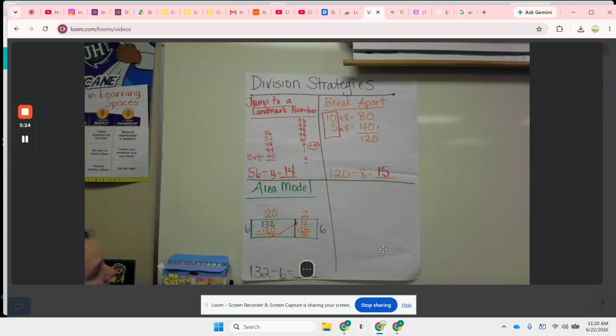So here's where it does get a little confusing. Again, you can ask them, where do we find our quotient answer? Most of them will understand that the part we didn't know was the part at the top, the 20 and the 2, which would give us a quotient answer of 22.